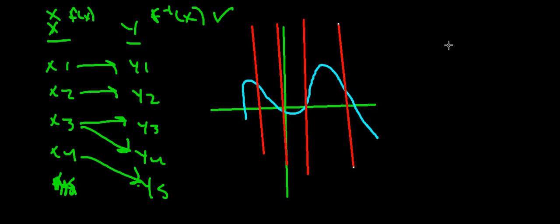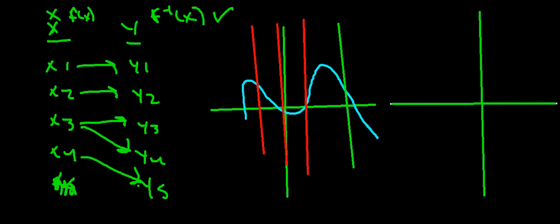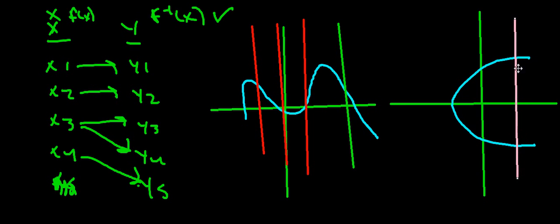So let's pick something that is not a function. So here's something again that's not a function. Because if we do a vertical line test, it crosses 1, 2 times. So this is not a function.